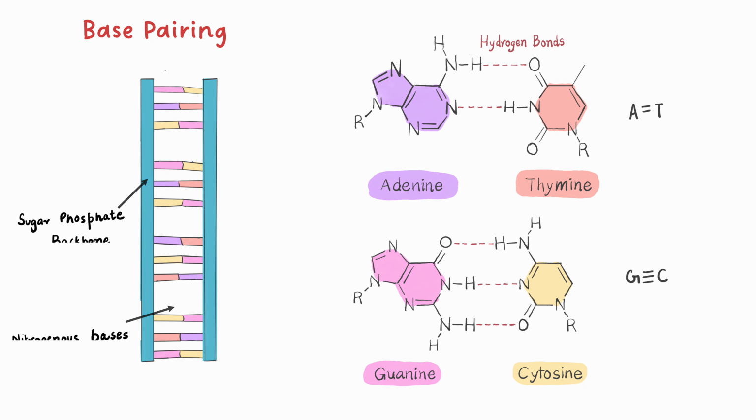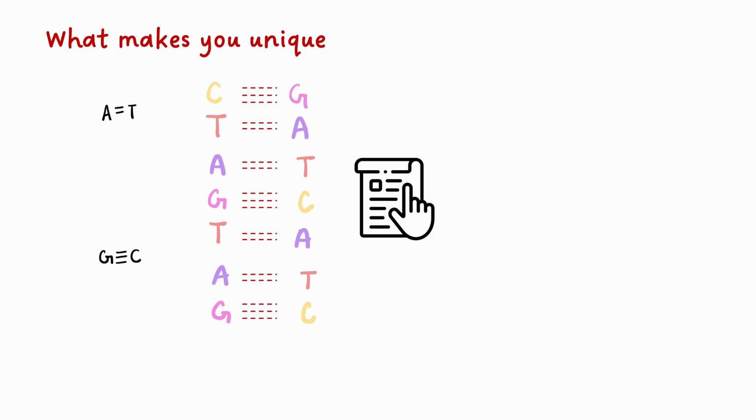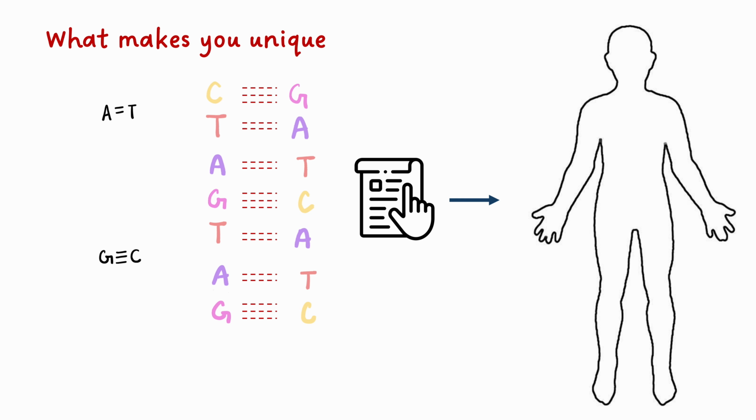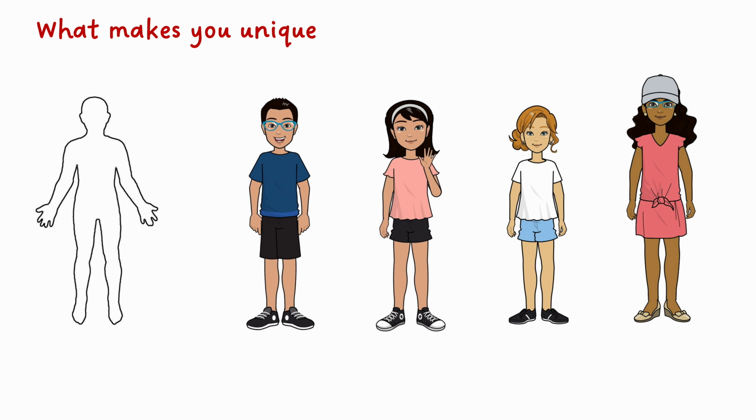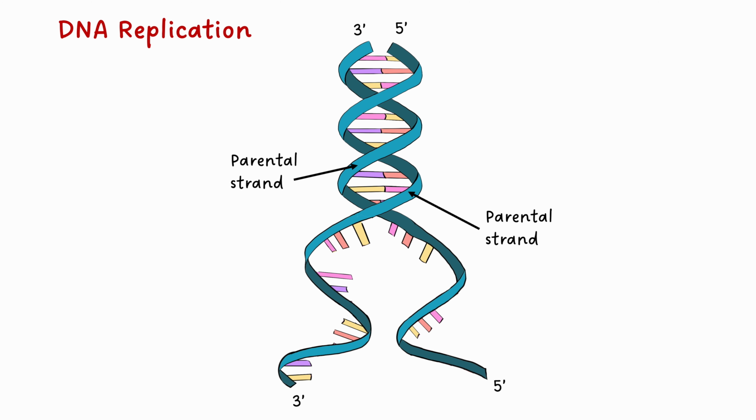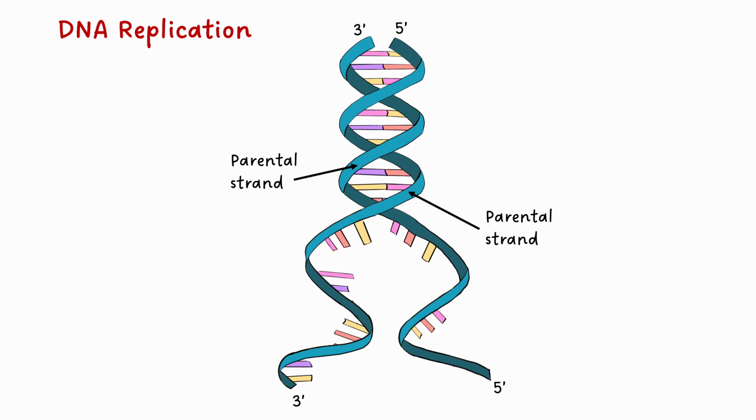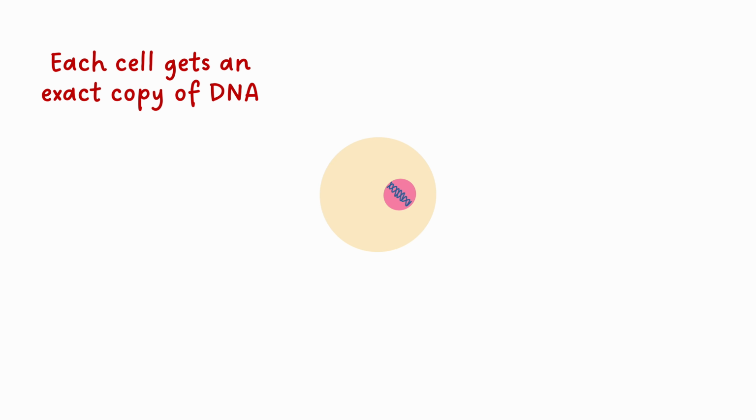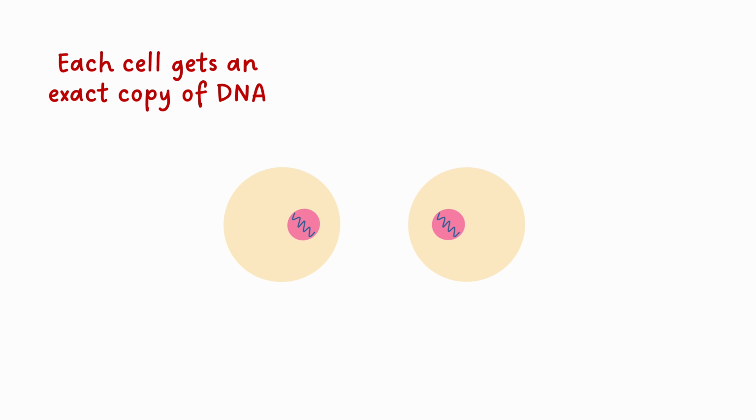These pairs are like the letters of a very special alphabet, spelling out the instructions for building and maintaining an organism. The specific order of these letters is what makes each organism unique. Before a cell divides, it must copy its DNA. This process is known as DNA replication. The double helix unwinds, and each strand serves as a template for the new strand. This ensures that each new cell has an exact copy of the DNA.